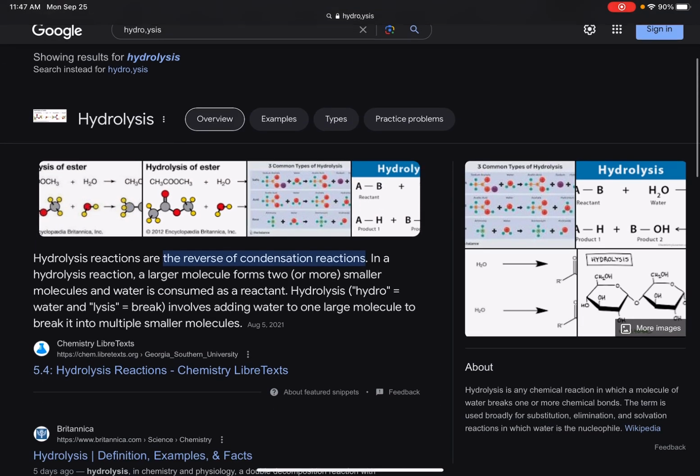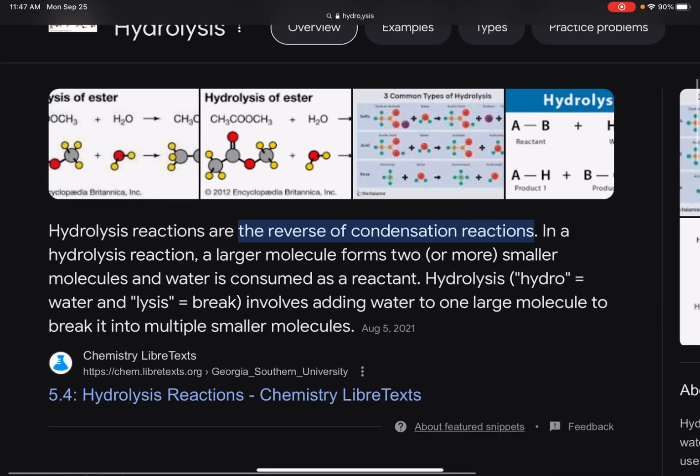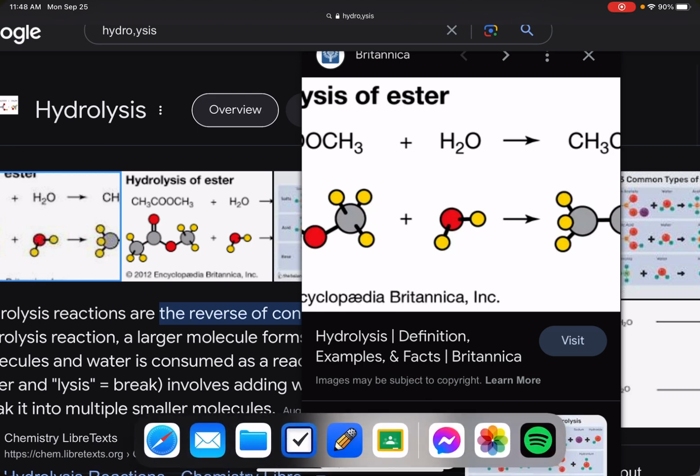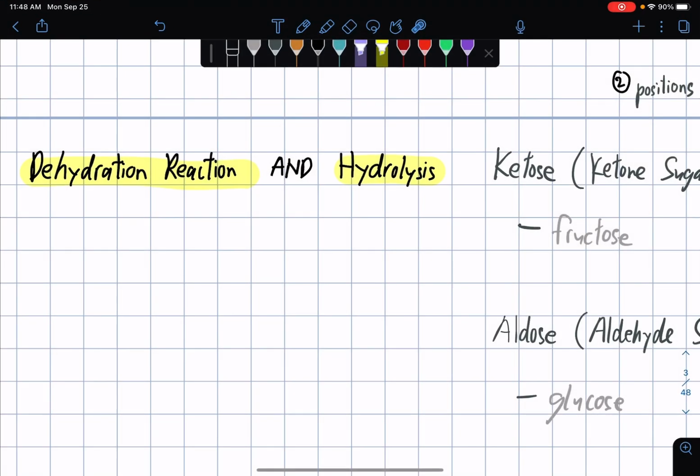And the opposite of a dehydration reaction is basically hydrolysis. This is the reverse of condensation reactions. Condensation, more specifically, dehydration reaction that I just mentioned. So, yeah, adding water to one large molecule. There, addition of water. So, one real life application of hydrolysis is in your stomach.